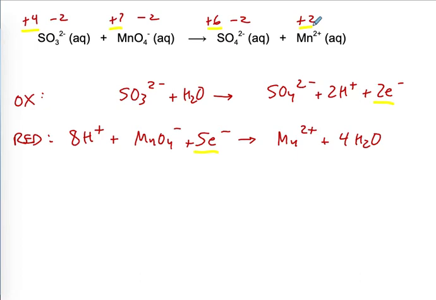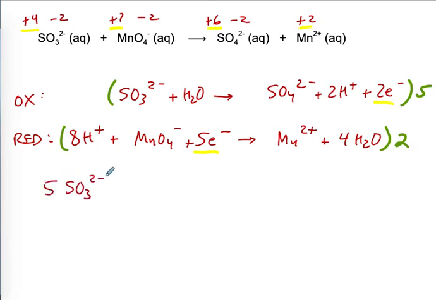So now, to add these together, I must have the electrons cancel. 2 electrons lost in the oxidation, 5 electrons gained in the reduction. The least common multiple of 2 and 5 is 10, so that means I need to multiply the oxidation half reaction by 5 and the reduction half reaction by 2. Once again, don't take any shortcuts. We're going to write these out.